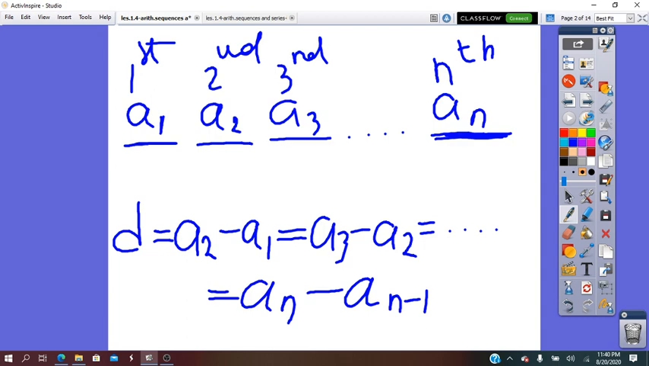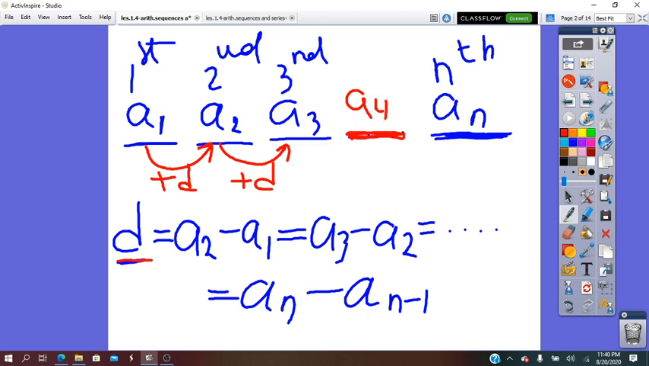So then, if we know the common difference, we can very easily find the missing terms in the sequence. If I know the common difference, from A1 to the second term A2, I do plus the common difference. From A2 to A3, to find A3, I do plus the common difference. The first term missing after A3 is called A4, and to find it, I use the term before it plus the common difference, and so on.